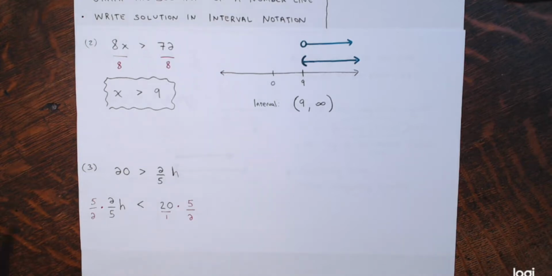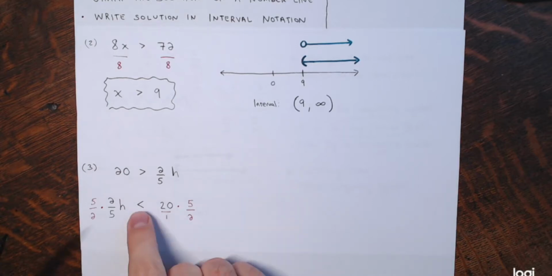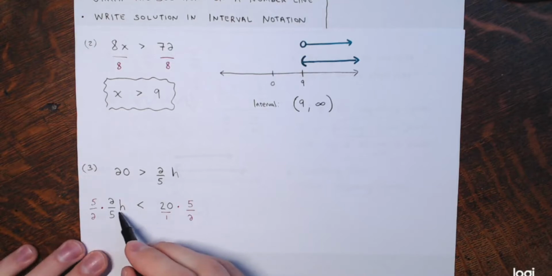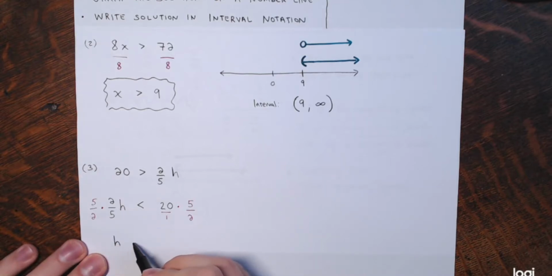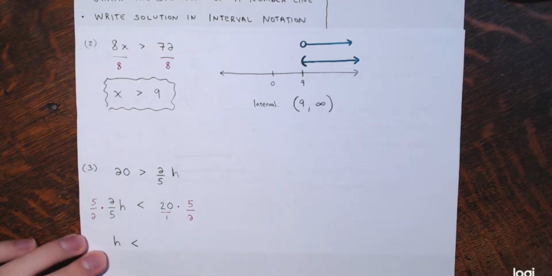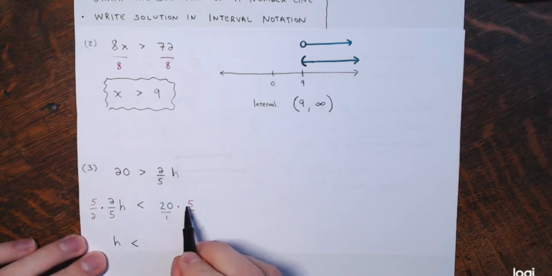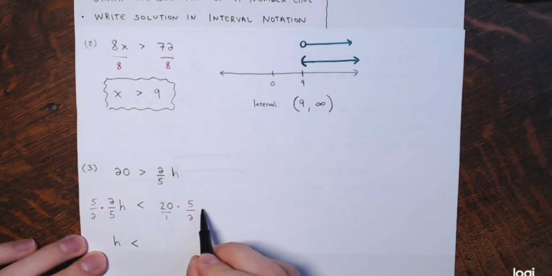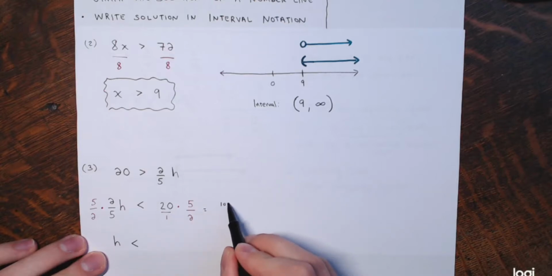And that's a positive number, right? I multiplied both sides by a positive number, so the inequality symbol will not flip. It's going to stay is less than. So I'll have 1h is less than. And then, when you multiply fractions, you just multiply the numerators, multiply the denominators. This over here is 100 divided by 2, which is 50.